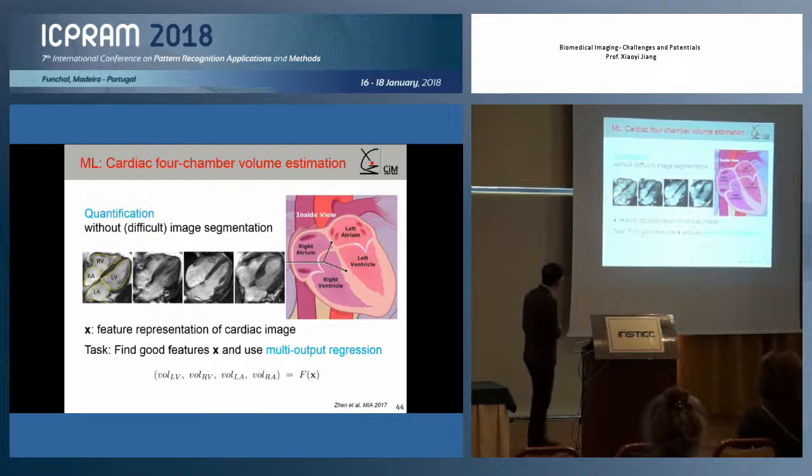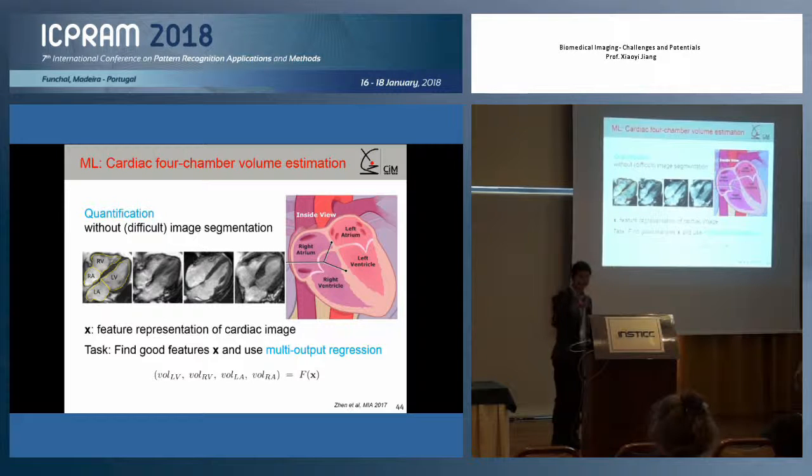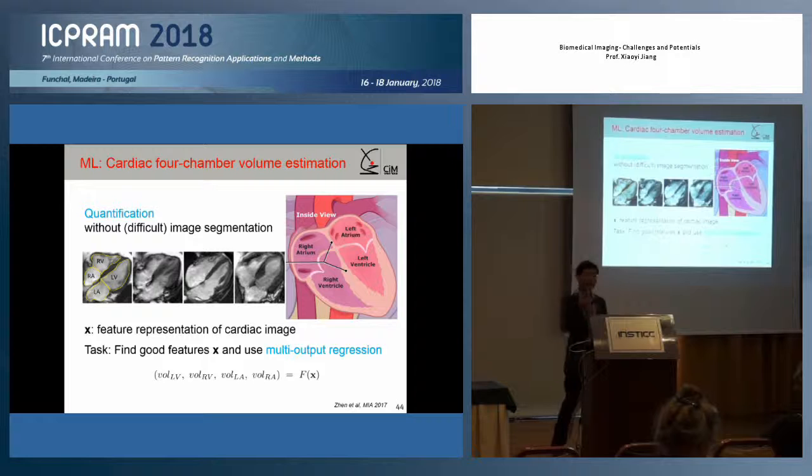So the idea here is to avoid the segmentation. Take a picture and try to find some very nice feature representation, and then learn a function which provides four outputs for the four volumes. It's a machine learning approach for an extremely difficult segmentation problem. As said, in the past, this kind of problem was solved by segmentation. And now people are trying to solve it by learning.